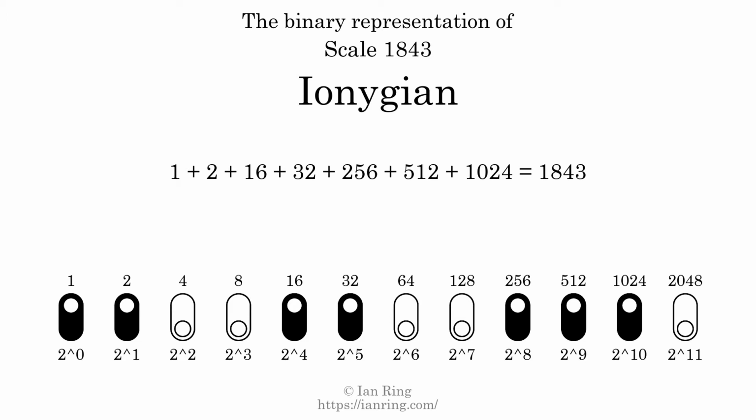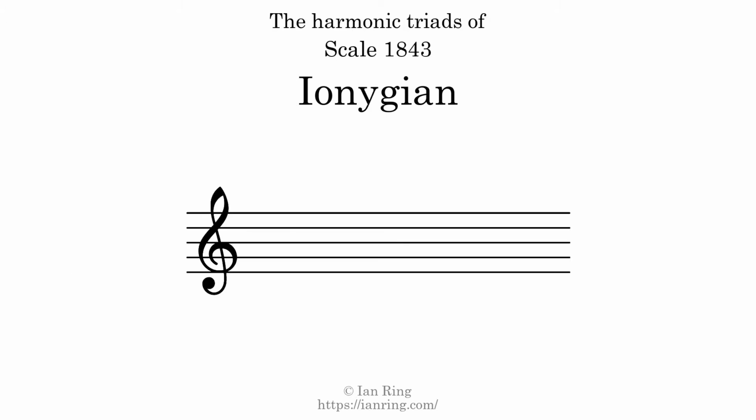1843. The scale number not only enumerates the scale with a unique index, but it also literally describes the tonal content of the scale. Represented as a binary number in base 2, the scale number is 0111001100011. Here are the harmonic triads present in this scale.